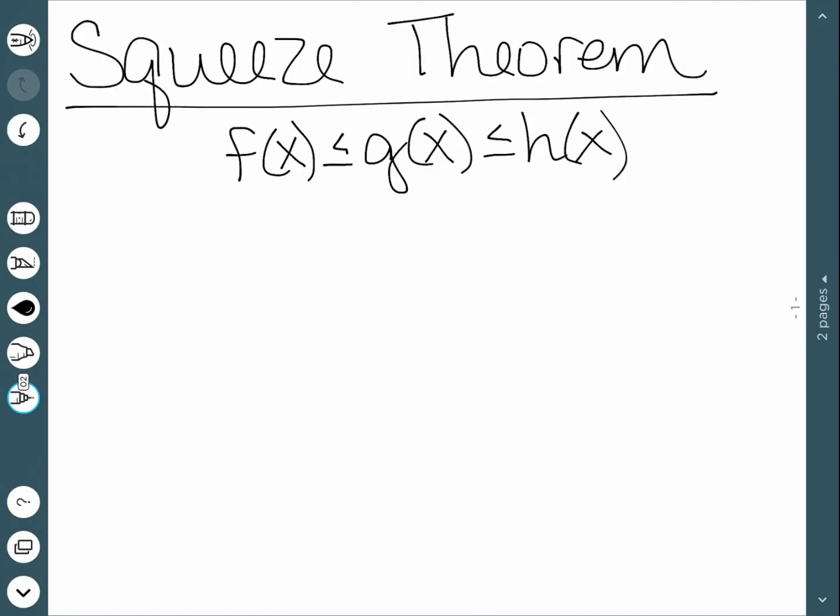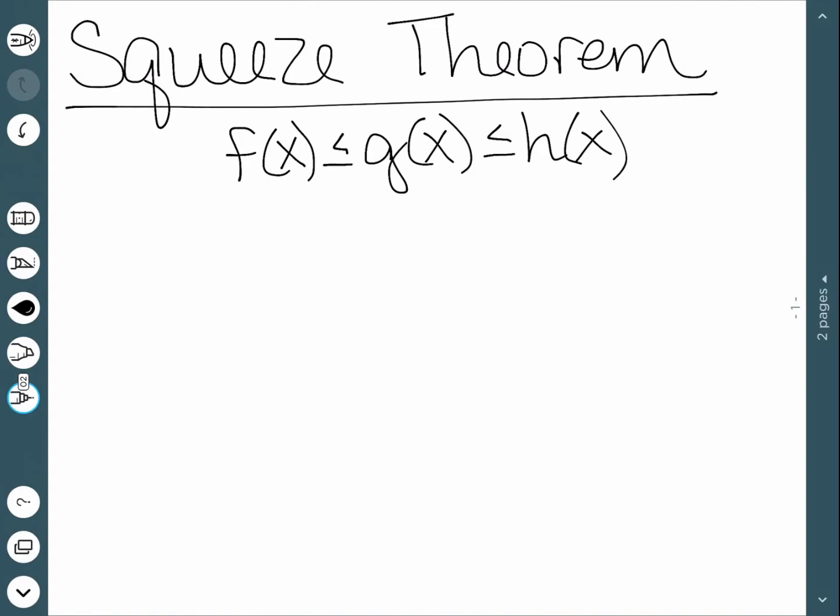We'll now look at another method for evaluating limits, which is called the squeeze theorem. So essentially what the squeeze theorem says is we're going to suppose we have three functions. And in these three functions, we're going to suppose that f of x is smaller than g of x, which is smaller than h of x. This may not be true everywhere, but it needs to be true in some interval around our point x0.